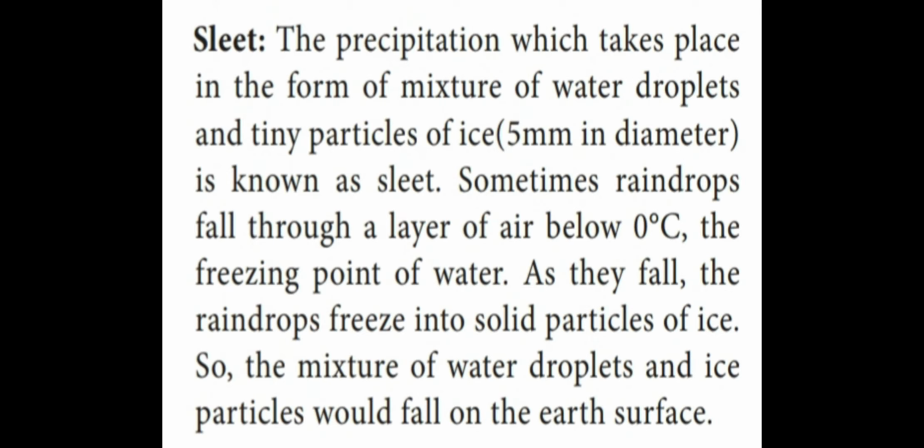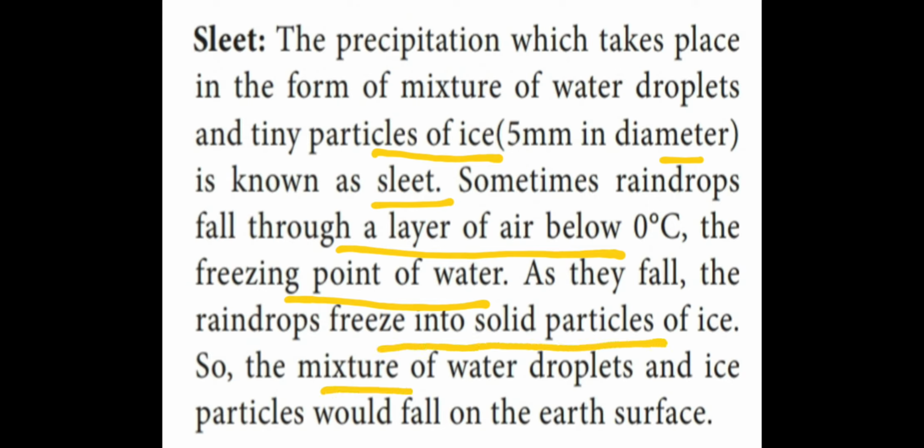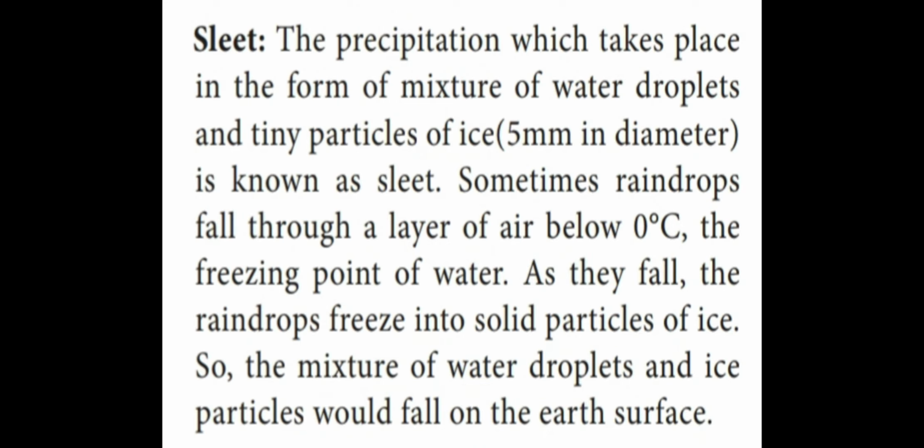Next, sleet. The precipitation which takes place in the form of a mixture of water droplets and tiny particles of ice, 5 millimeter in diameter, is known as sleet. Sometimes raindrops fall through a layer of air below 0 degrees Celsius, the freezing point of water. As they fall, the rain droplets freeze into solid particles of ice. So, the mixture of water droplets and ice particles falls on the earth's surface.